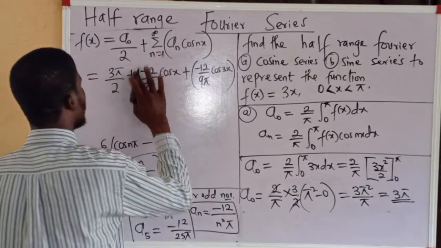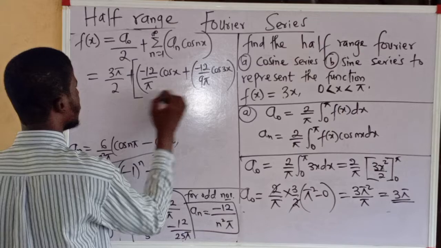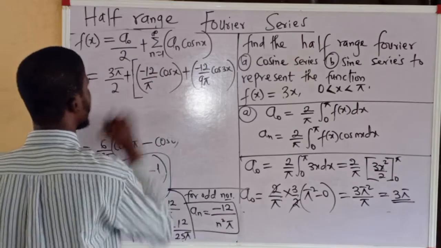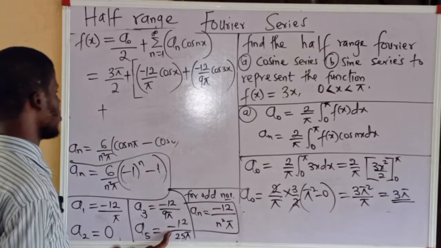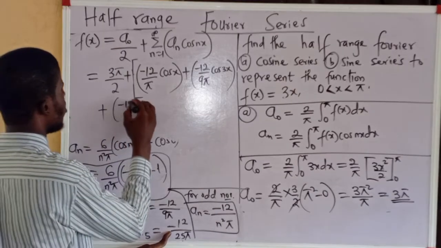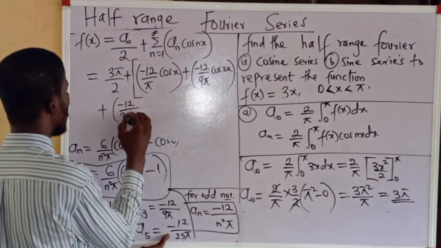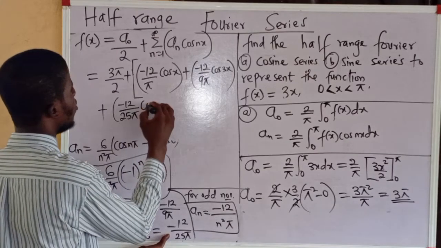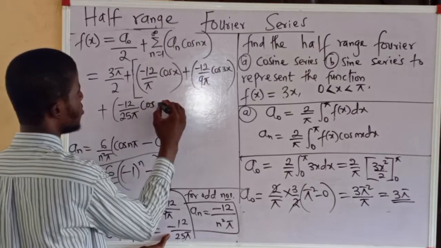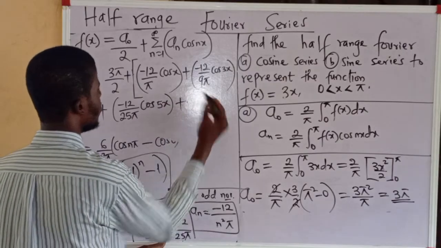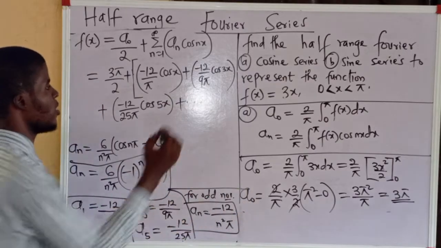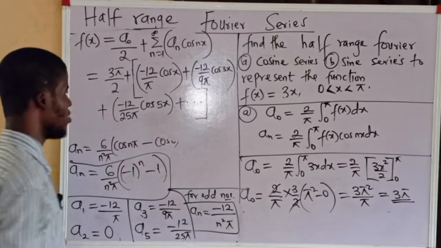let me put this one in brackets. Plus, when n equal to 5, it is this, minus 12 over 25 pi cos 5x. Okay, we can go on, we can continue, but let's stop here. The series is an infinite series.